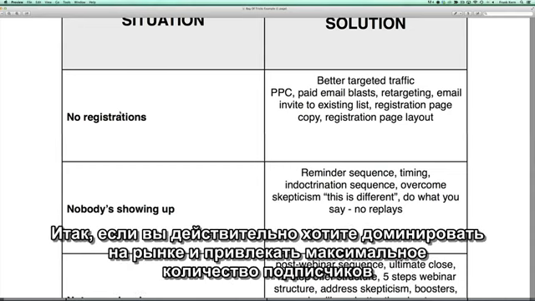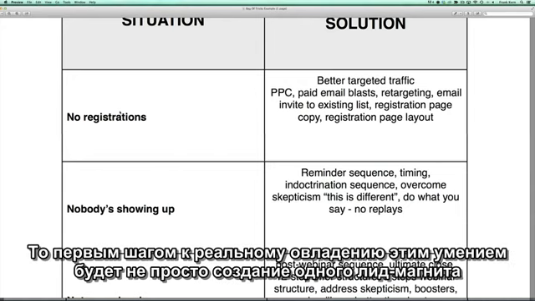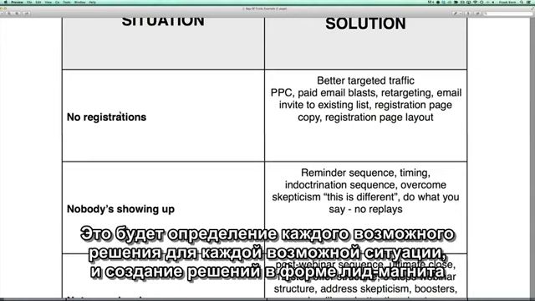So if you really want to dominate a marketplace and get as many subscribers as you can, the first step to real mastery of this is to not simply have one lead magnet, but to hit them at every situation that they could possibly have. You want to offer a solution for that in the form of a lead magnet.